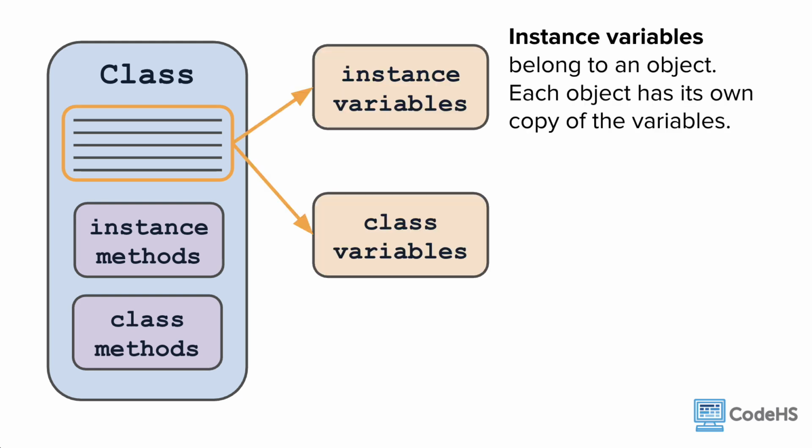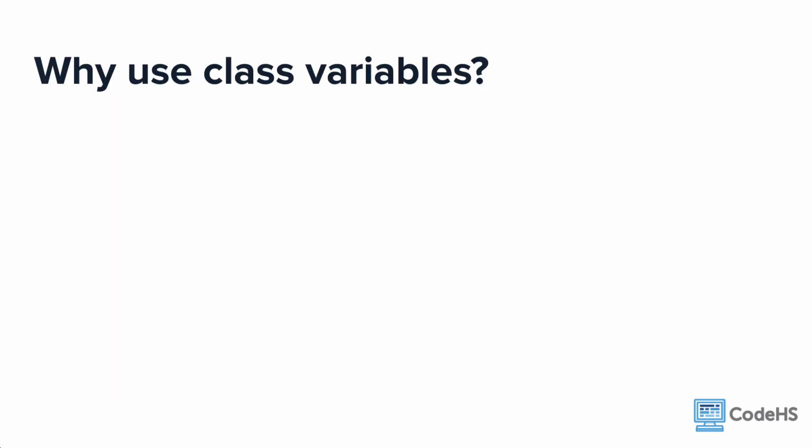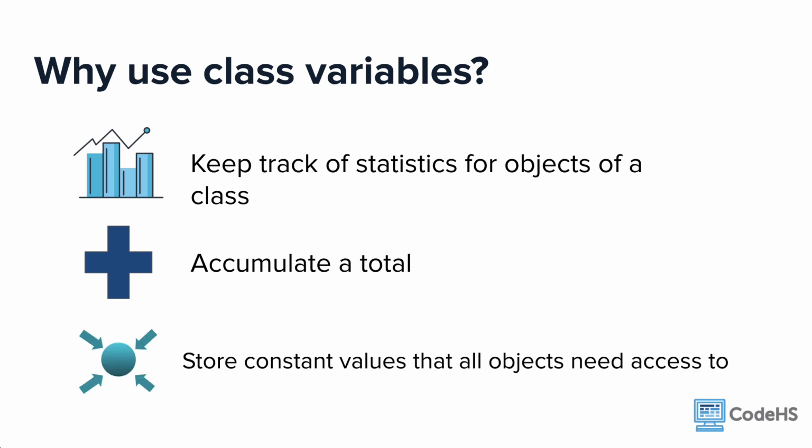Instance variables belong to an object. Each object has its own copy of the variables. Class variables belong to the class. All objects share a single copy of a class variable. Class variables are often used to keep track of statistics for objects of a class, accumulate a total, or store constant values that all objects need access to. Let's take a look at an example to see how you can use class methods and variables.